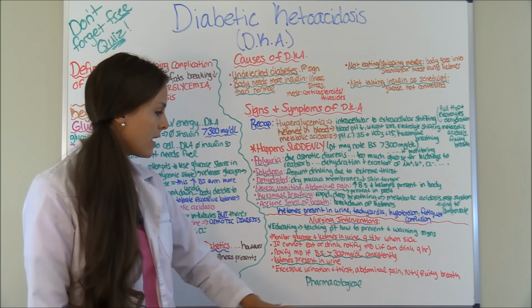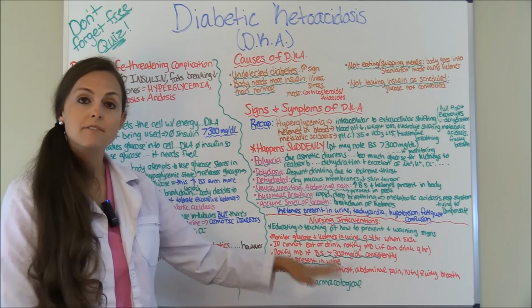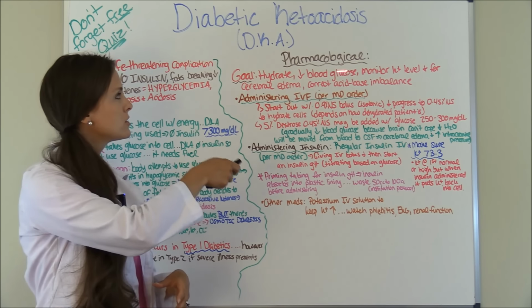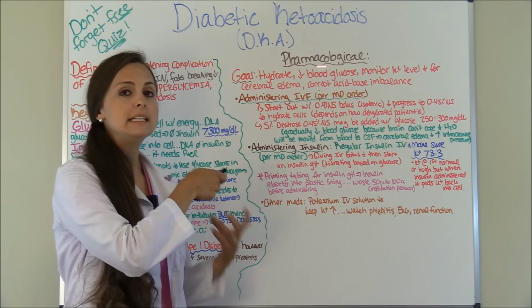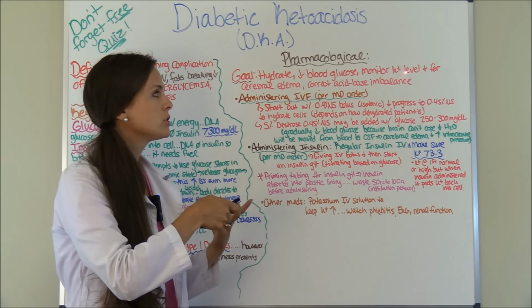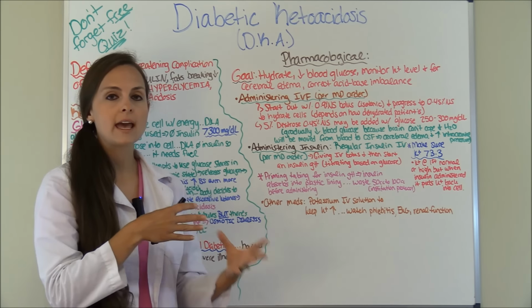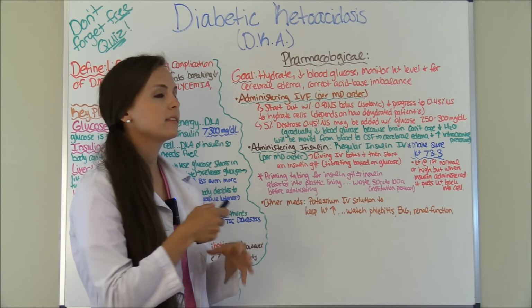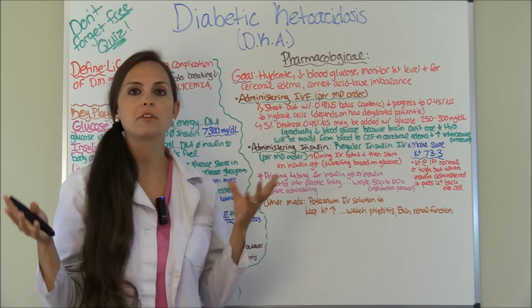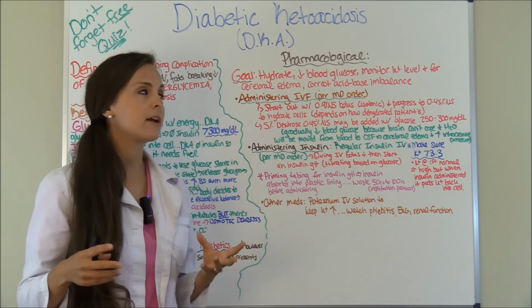Now let's look over the pharmacological aspects of DKA. The pharmacological goals for the patient with DKA are to hydrate them, decrease that blood sugar, monitor the potassium levels and the patient for cerebral edema, which I'll go into here in a second, and to correct the acid-base imbalance which is going on, because remember, they're in an acidotic state right now.